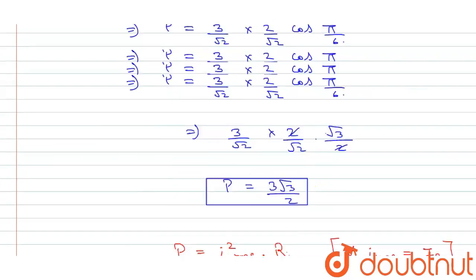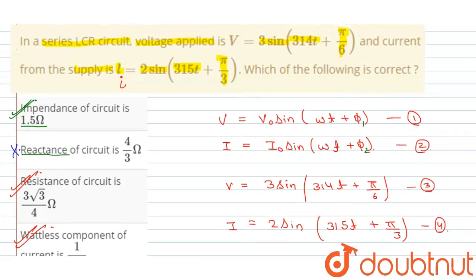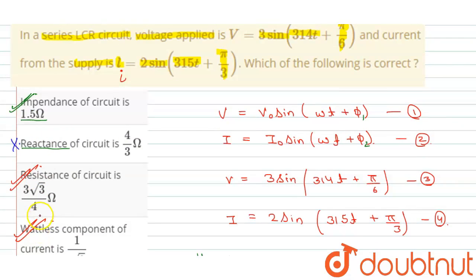So now let's check our options. Here option D is also correct. The wattless component of current is equal to 1 by root 2. Okay, so options A, C and D are the correct options.